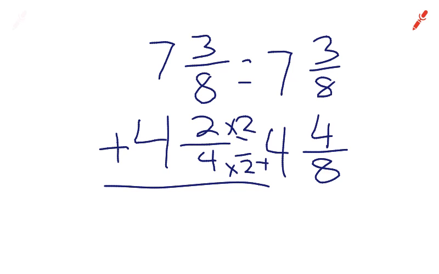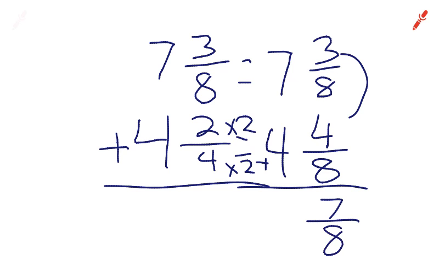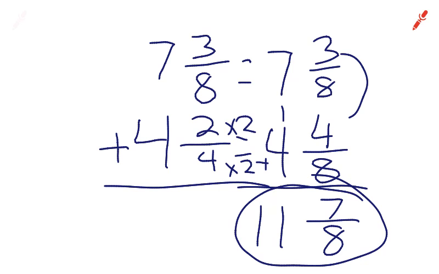Now we have common denominators, now we can add. Always remember, you must have common denominators to add or subtract fractions. 3 plus the 4 gives us 7. Keep the 8. 7 plus 4 gives us 11. And we have 11 and 7/8. All right. C.